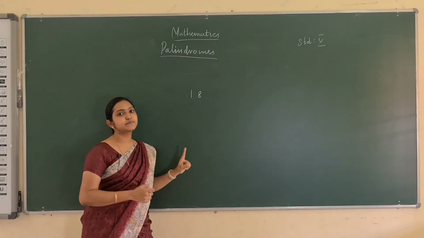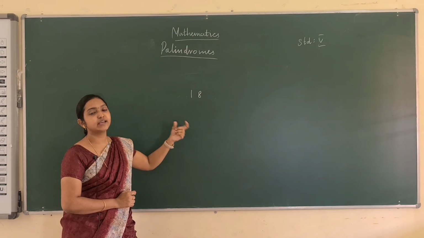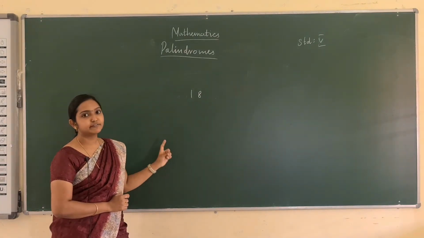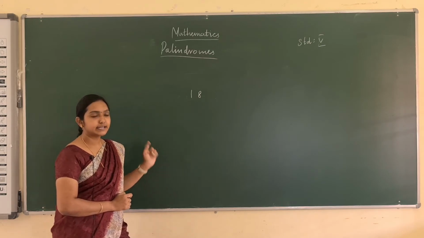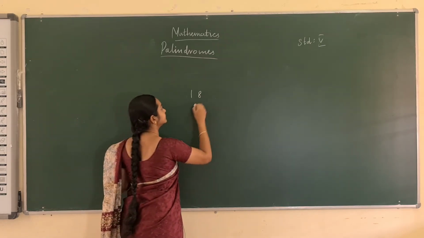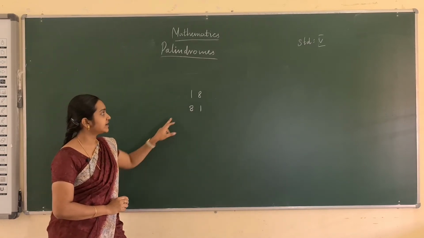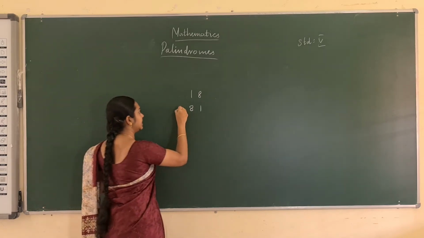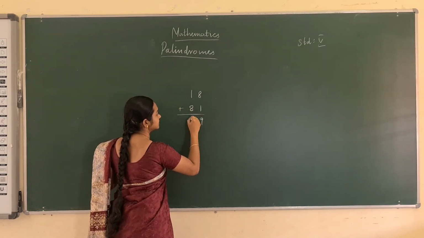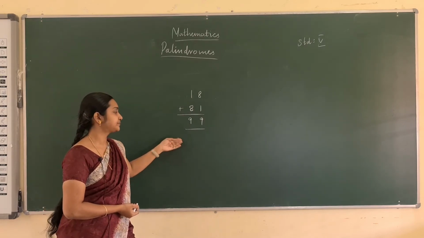The first step for making a number into a palindrome is we have to reverse that number. If we reverse 18, that number will be 81. After reversing that number, we have to add the original number and the reversed number. Now add, it is 99. 99 is a palindrome number.